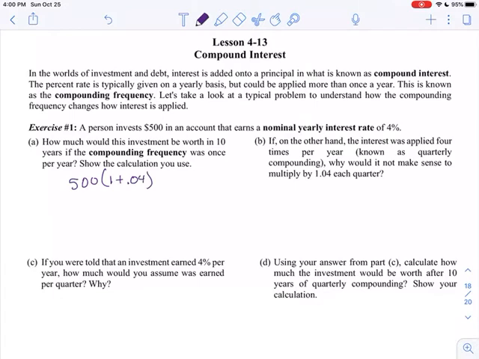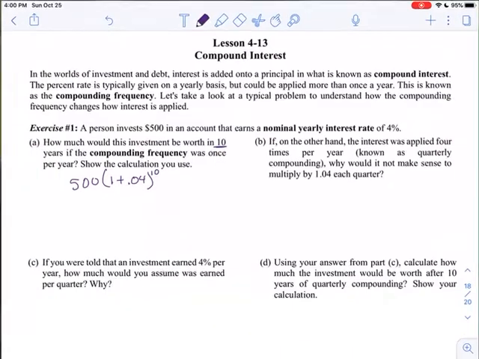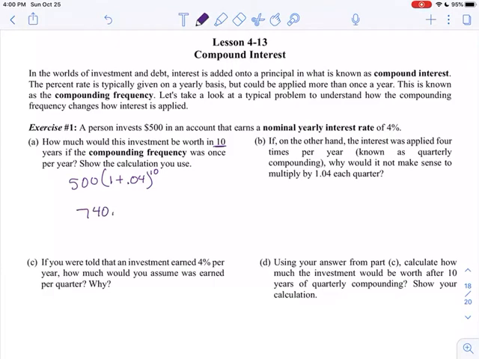Say a person invests $500 in an account that earns a nominal yearly interest rate of 4%. So I'm going to take that 500 and multiply it by 1 plus the rate. 4% is 0.04. I want to know what it's worth in 10 years, so I'm going to do that to the 10th power. In my calculator, 500 times 1.04 to the 10th power gives me $740.12. Not too bad, although it was 10 years, so that's a long time.